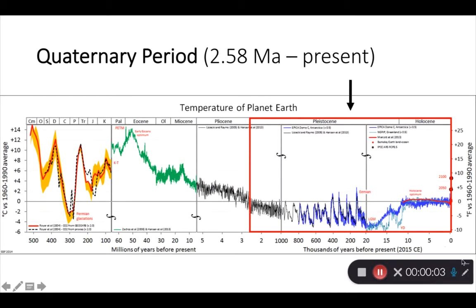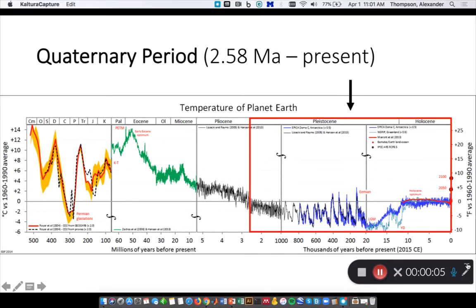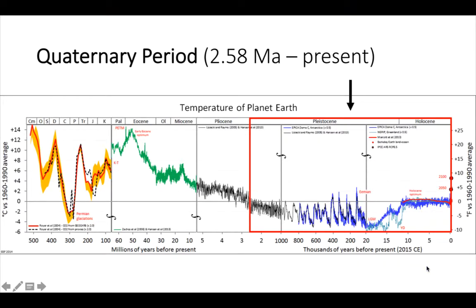Welcome back. Let's get going on the Quaternary period. So now we are at the Quaternary, which is 2.58 million years ago to the present.